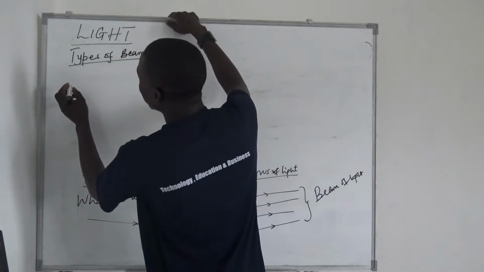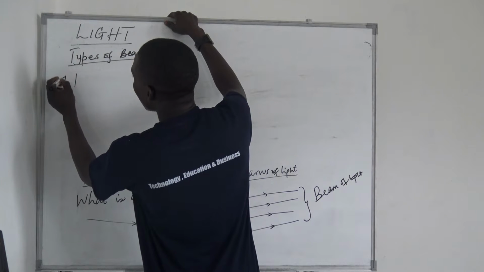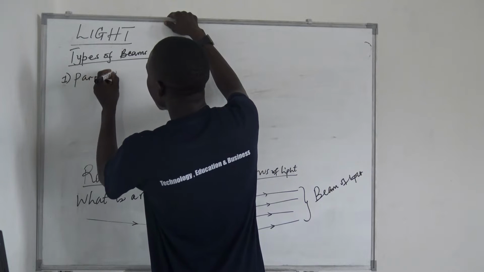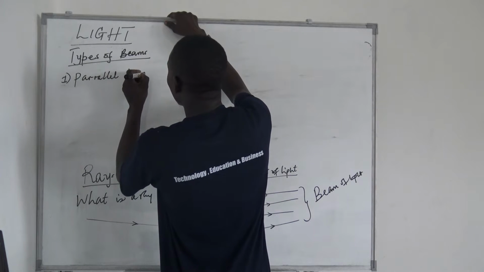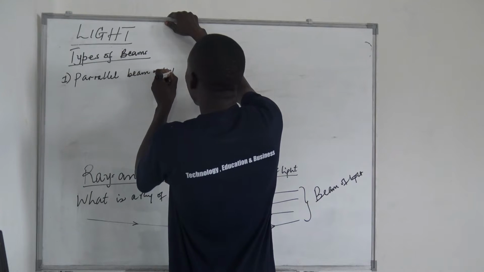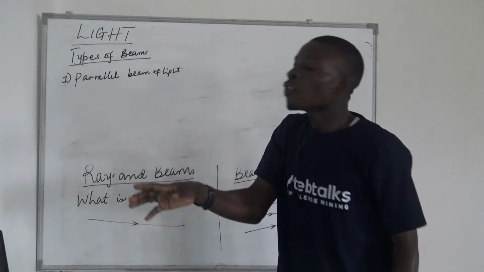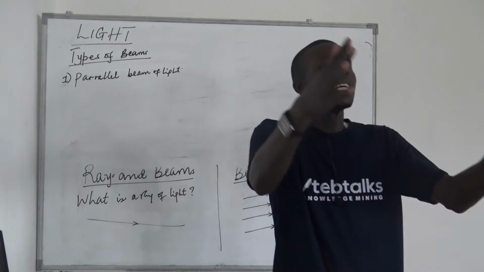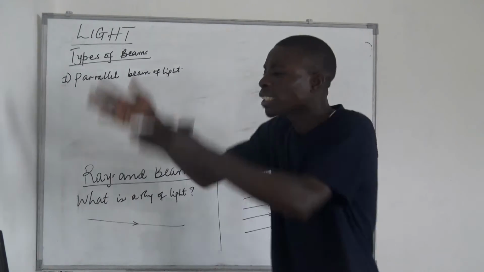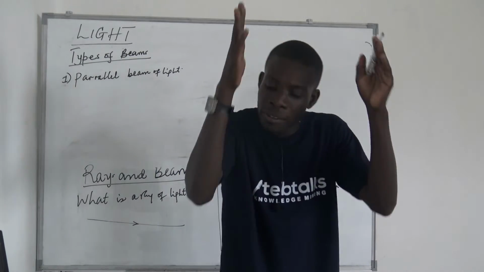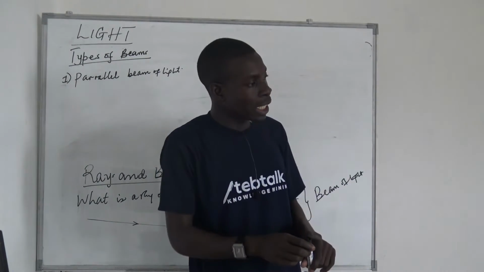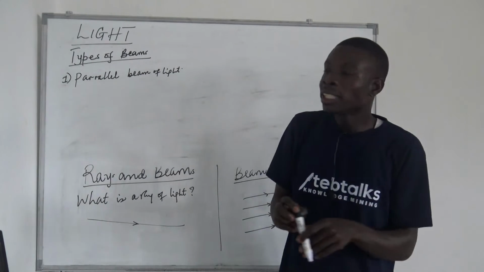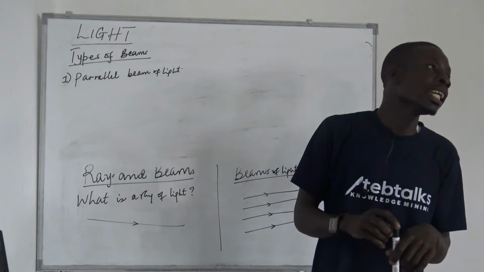One is what we are calling parallel. A parallel beam of light. From the name parallel, that means it's a group of rays that will move close to each other but they will never meet. That is what we are calling a parallel beam of light. They are parallel to each other.